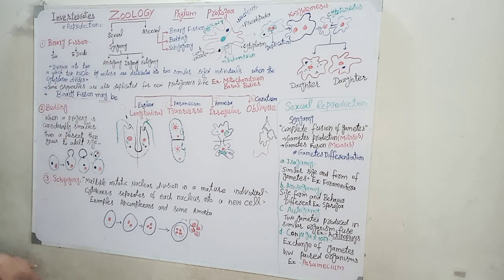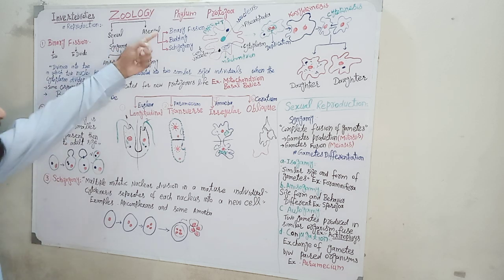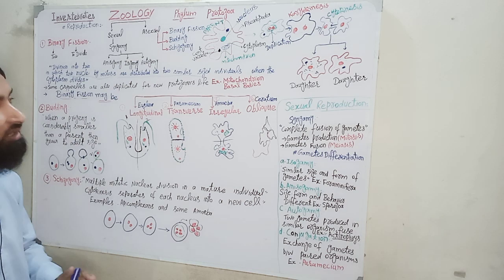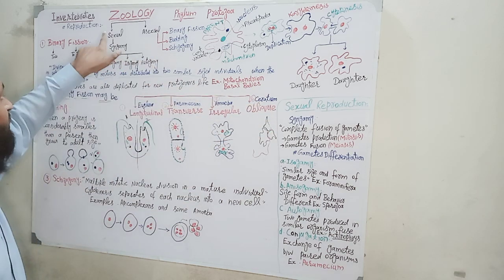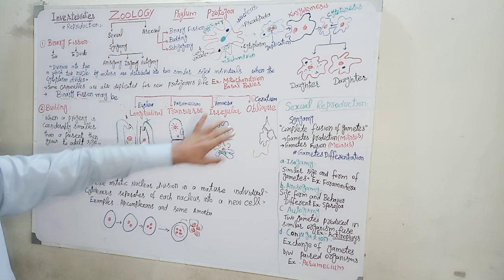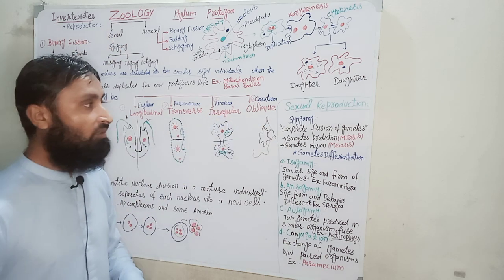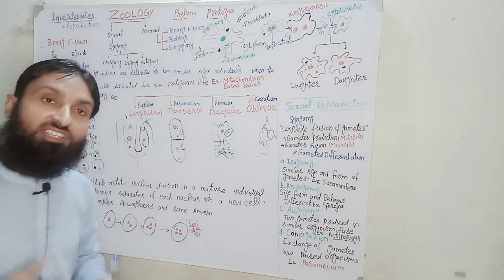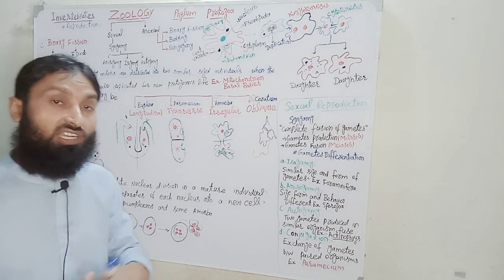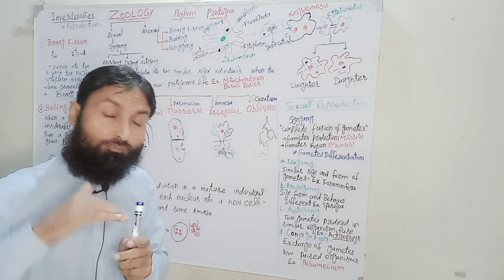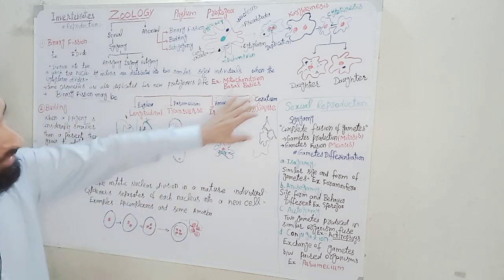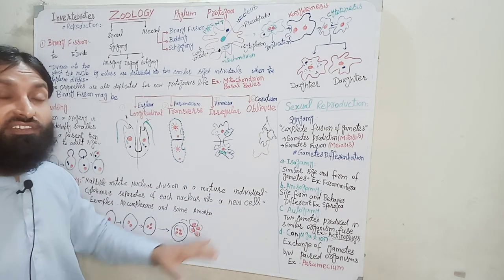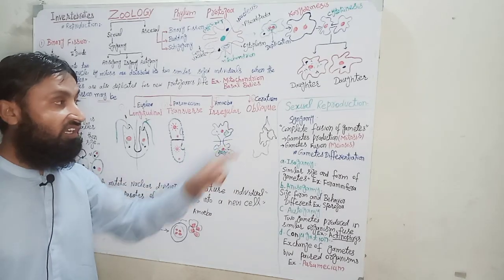Alhamdulillah, now we have completed our three types of asexual reproduction in phylum Protozoa. Now we discuss sexual reproduction in phylum Protozoa. First, syngamy. What is syngamy? Syn means with and gamy means combination or fusion of gametes. It means fusion of gametes is called syngamy.